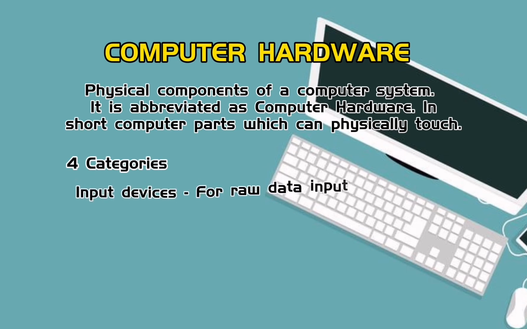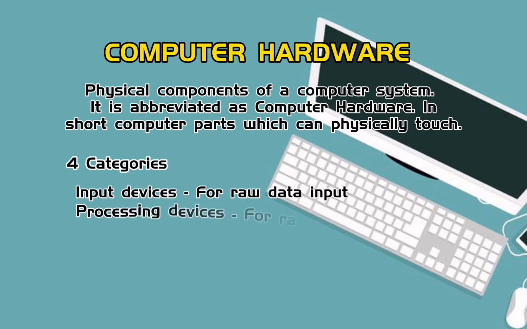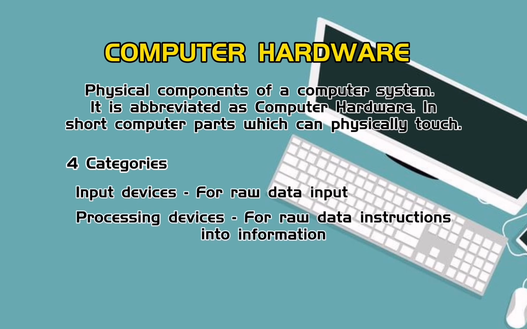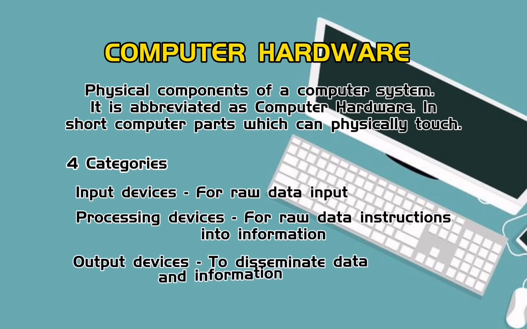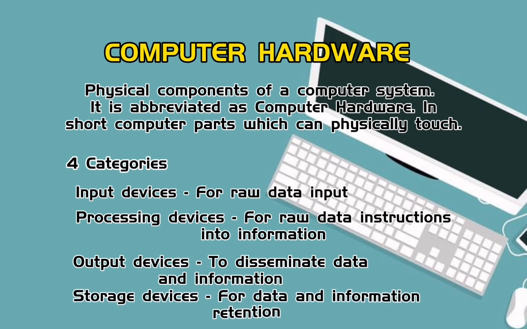There are 4 categories. Input devices, for raw data input. Processing devices, for turning raw data instructions into information. Output devices, to disseminate data and information. Storage devices, for data and information retention.